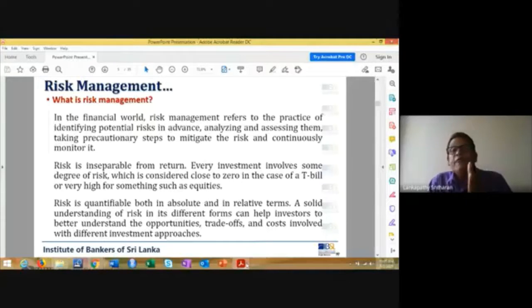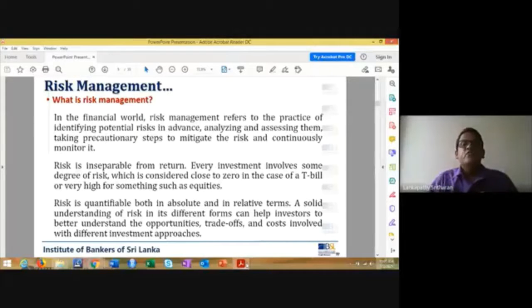So every event involves some degree of risk, which is considered close to zero in the case of treasury bill investment, but very high in something like investing in the equity market. Equity market investment is highly risky, but the return is also high. So there is a positive correlation between return and risk. When there is a high return, there will be high risk. And if you want to take only a low risk, then the return will also be low.